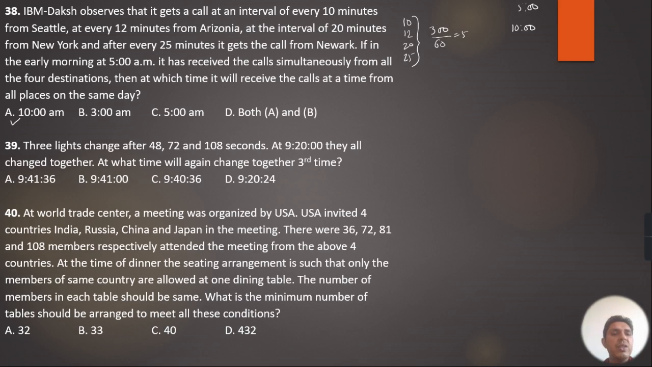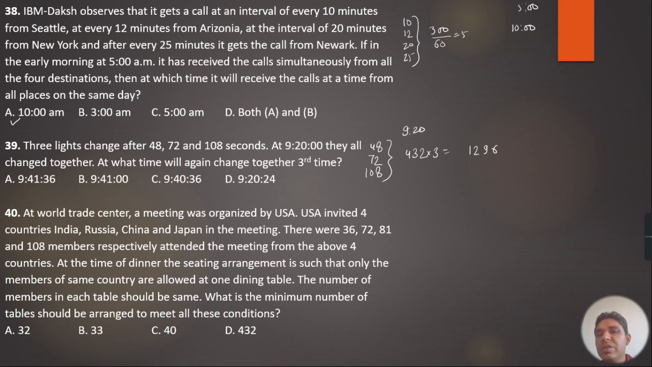Right? Coming to the next question, the question is: 3 lights change after 48, 72 and 108 seconds. At 9:20 all change together. At what time will they again change together the third time? So students, for this we have to take the LCM of all these numbers. The LCM of all these numbers will be 432. Right? In the question you are asked at what time all the lights will change together the third time, so multiply it by 3. So when multiplying it by 3 it will become 1296.